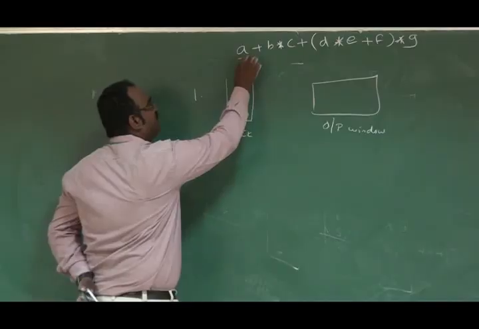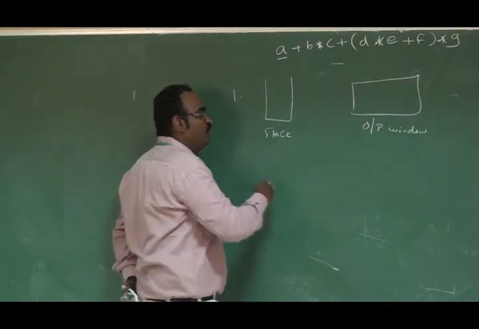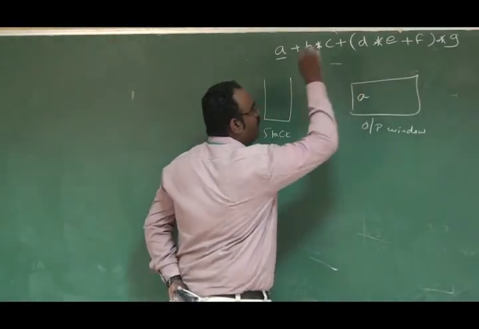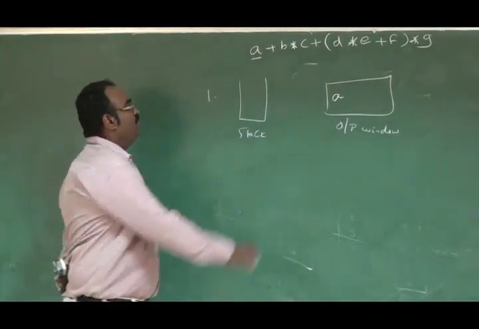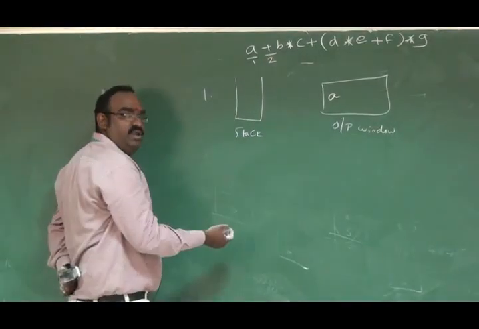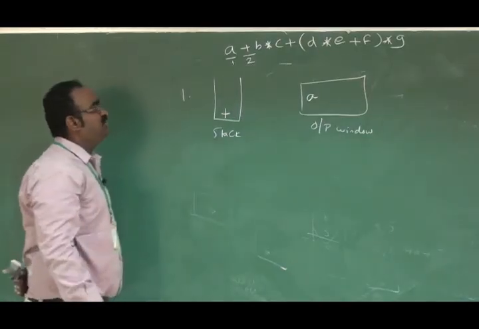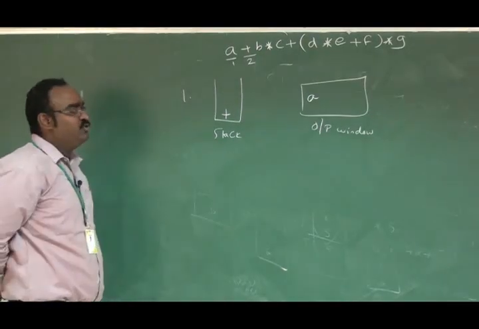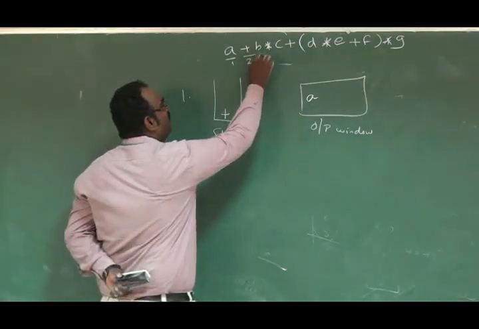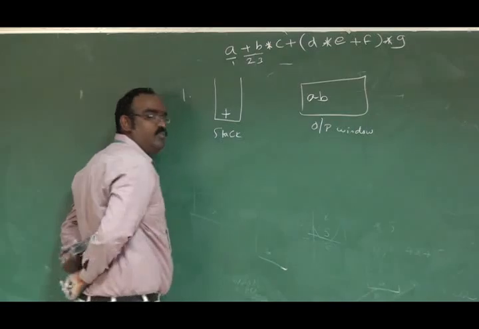It always starts from the first position. A: the compiler determines it is an operand, so it is moved to the output window. So A is in the output window. Now the next one is plus. Plus is an operator, so immediately we push the plus into the stack. Now the third one is B. B is an operand, so we move it to the output window.